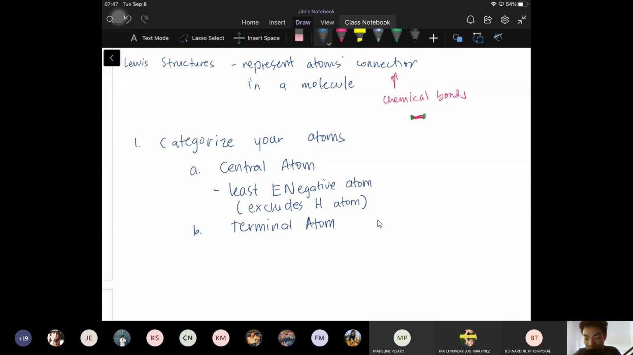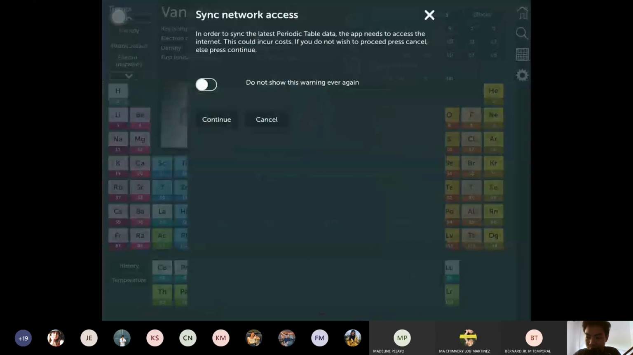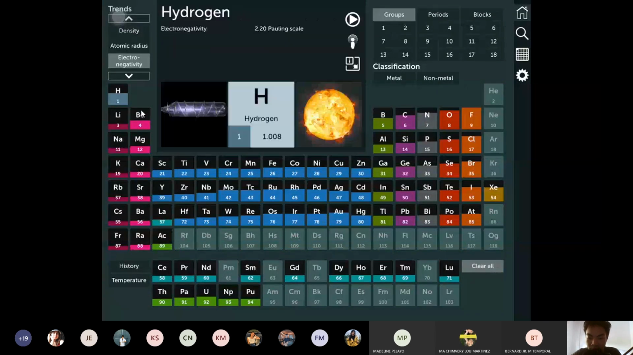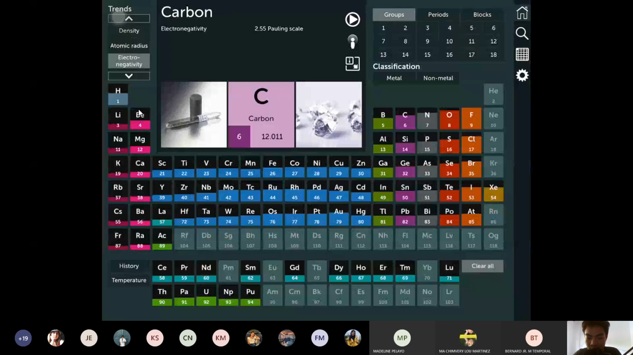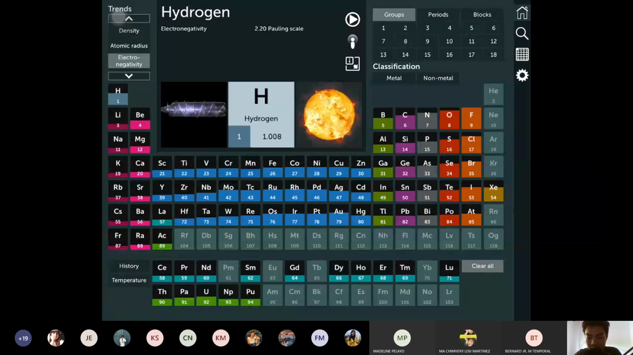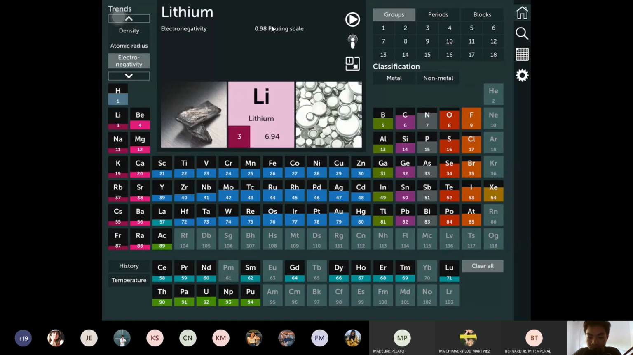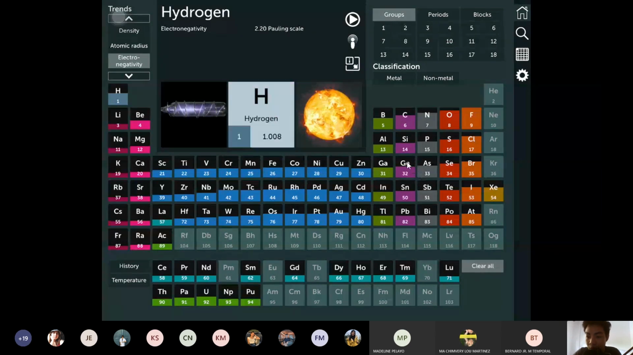Okay. Ganito kasi. If you're going to check the electronegativity, let's say carbon and hydrogen. Sila kasi madalas makikita natin sa organic chemistry. So, on the Pauling scale, electronegativity of carbon is 2.55. Hydrogen is 2.20. So, does that mean na si hydrogen yung magiging central atom natin? Ganun ba yun? Not really.